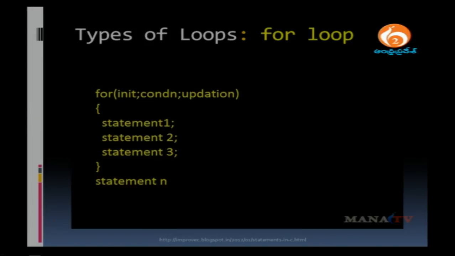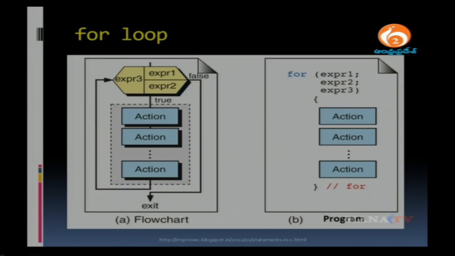Next, this is the flow chart of the for loop. This is the program explanation. Expression 1 means initialization, expression 2 means condition, expression 3 means updation. This is the body of the for loop. If the condition is true, only then this body of the for loop is executed. If the condition becomes false, control comes out of the for loop.